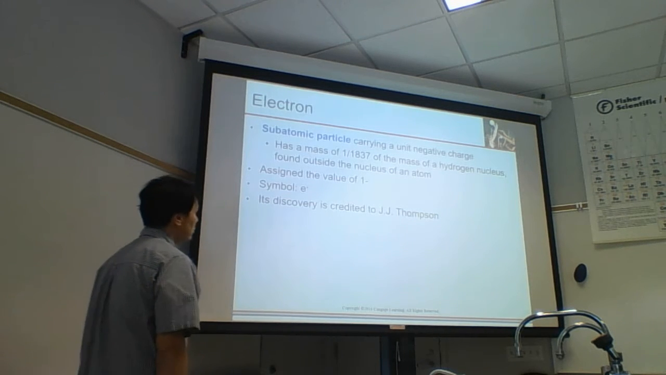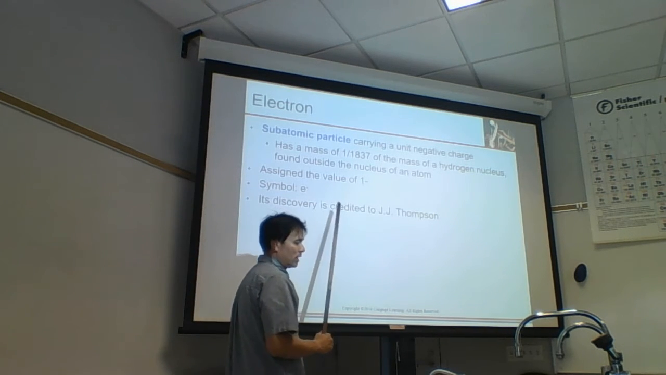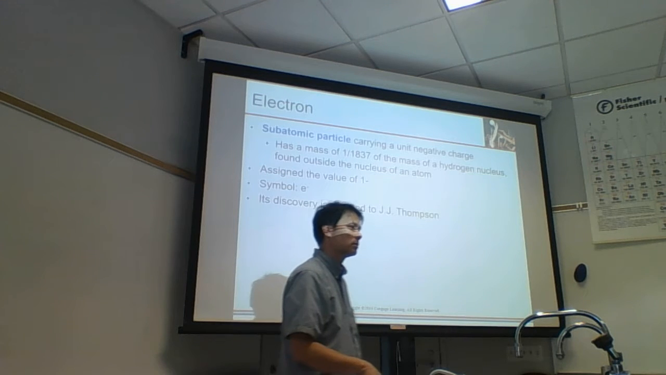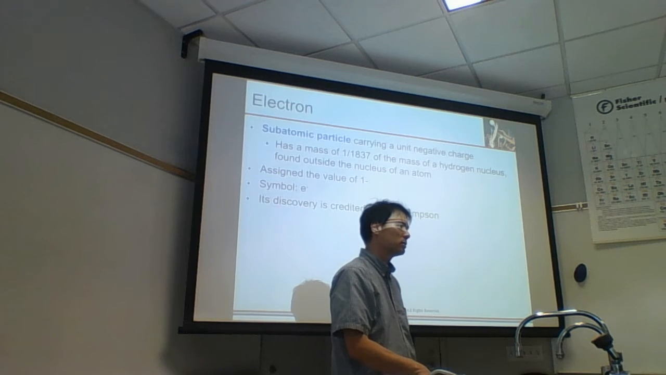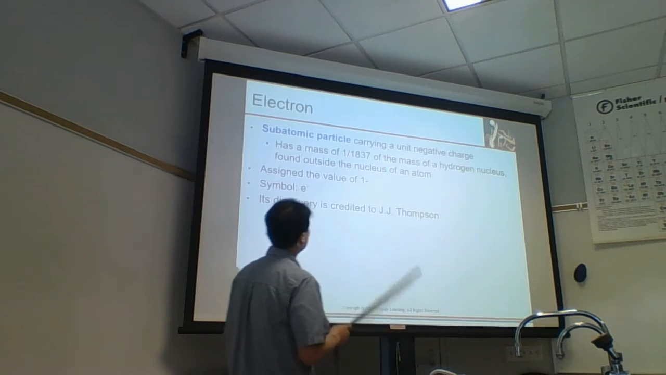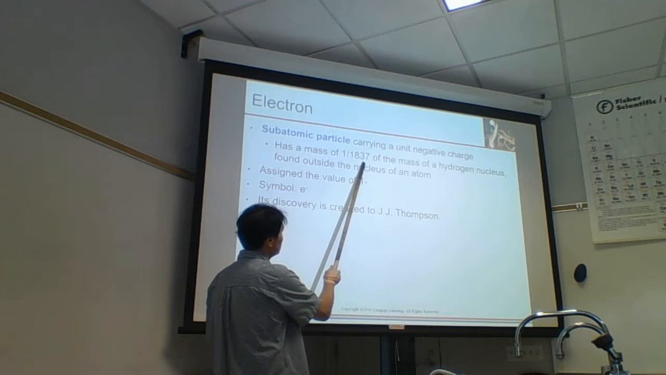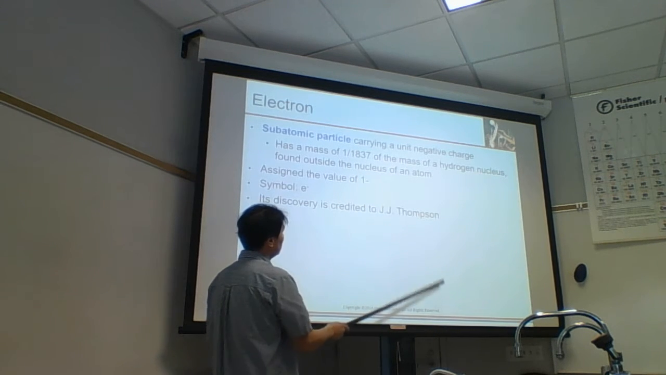Okay, the electron is quite small. When we look at the other parts of the atom, what were the other parts of the atom? The other parts of the atom are the protons and neutrons. It turns out the electrons are really small compared to the protons and neutrons in terms of weight. In terms of weight, an electron is about 2,000 times lighter than the hydrogen nucleus.